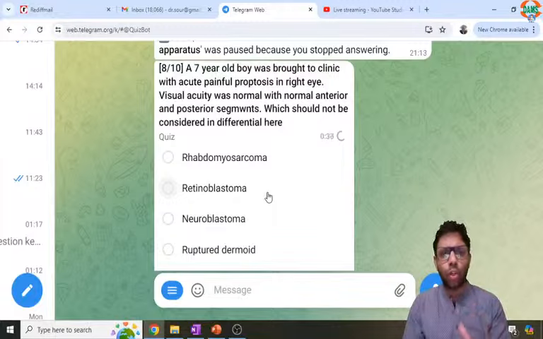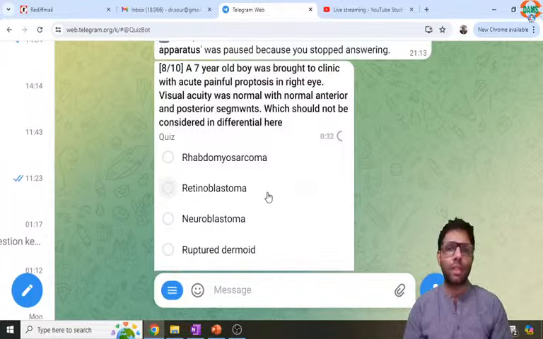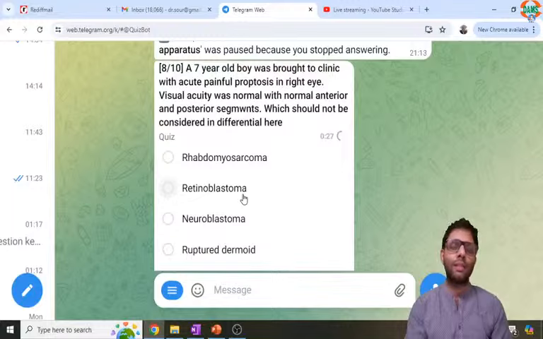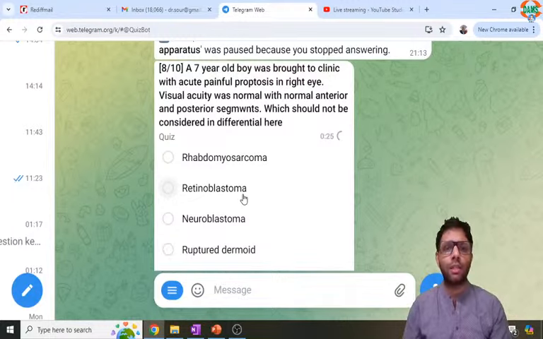Retinoblastoma is an intraocular tumor. There should be something inside the eye. It's a retinoblast, primitive retina tumor. So that is ruled out. Now, which is not considered, that is the answer. Retinoblastoma should not be considered because it should be an orbit tumor.